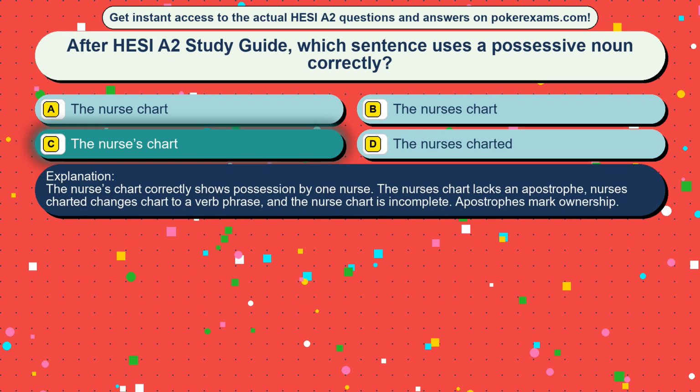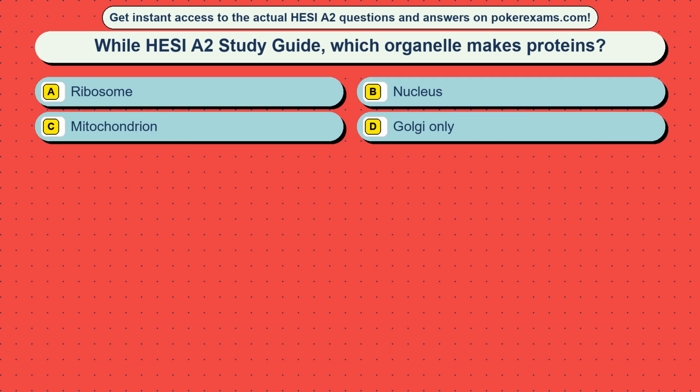The nurse's chart correctly shows possession by one nurse. The nurse chart lacks an apostrophe. Nurse's charted changes chart to a verb phrase, and the nurse chart is incomplete. Apostrophes mark ownership. Question 17. While HESI A2 Study Guide, which organelle makes proteins?